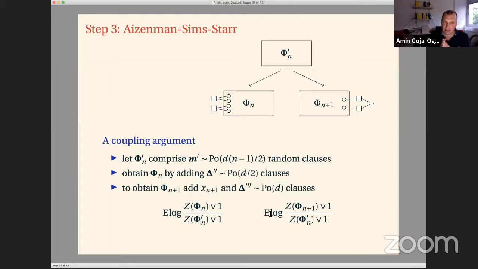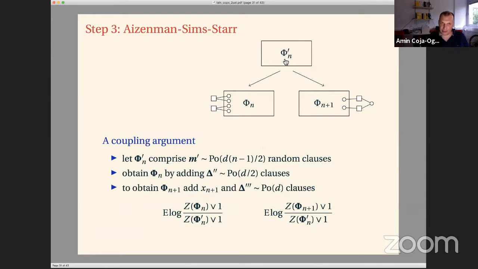Okay, so how does this Eisenmann-Simstar scheme work? How do we prove the proposition up here? Well, we use a coupling argument. More precisely, we are going to use this two-way coupling. Starting from a formula phi n prime, a random two-SAT formula phi n prime, that contains almost as many clauses as the random formula of size n. It contains m prime clauses, so that's by a bounded amount less, by something like d over 2 less than the real formula on n variables.